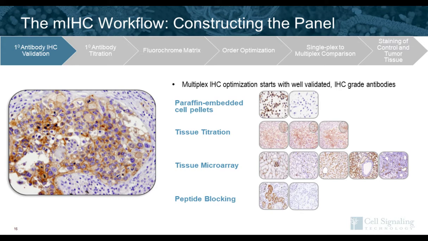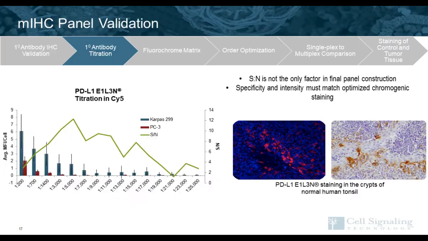So once we have our stock of highly validated IHC-grade antibodies, we can move on to the primary antibody titration using the tyramide reagent. What I'm showing here is our PD-L1 E1L3N clone being titrated using tyramide conjugated to the Cy5 dye on a positive and negative endogenous cell line. You'll notice a few things here. You'll notice that clearly the mean fluorescence intensity is highest when we use more primary antibody.